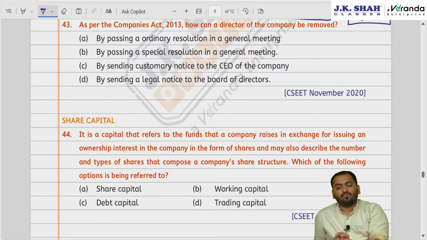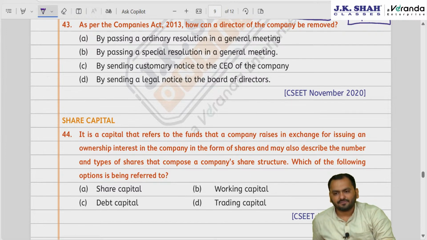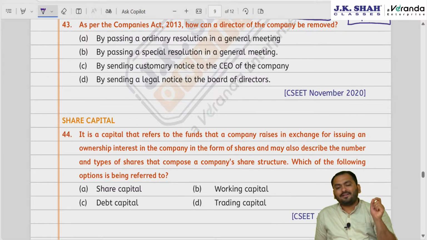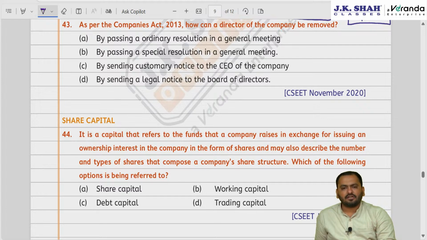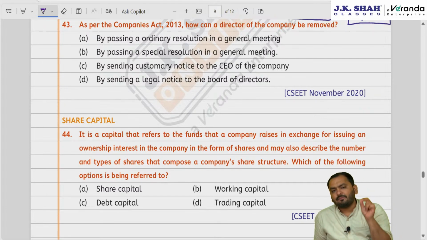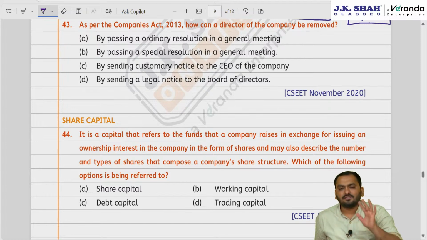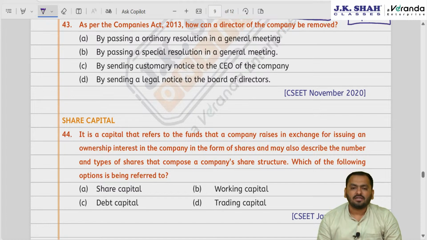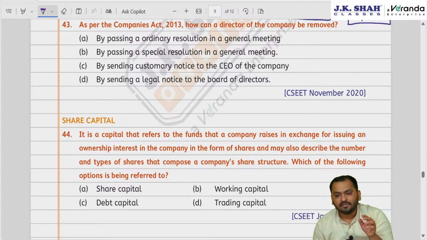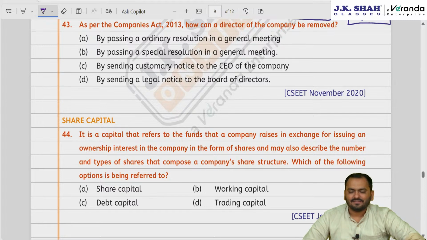A director is removed. Removal means we are removing a director before expiry of his tenure. A director can be removed by the members, as I told you, in the general meeting. By passing what type of resolution? Ordinary or special? The answer is, a director can be removed by the members just by passing an ordinary resolution. I hope this is clear to everybody.